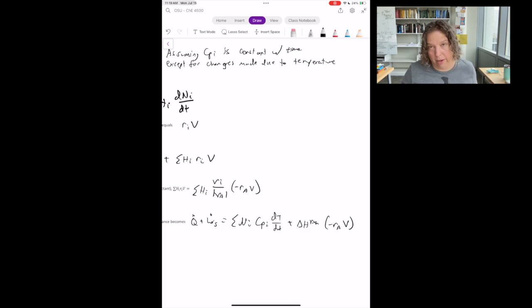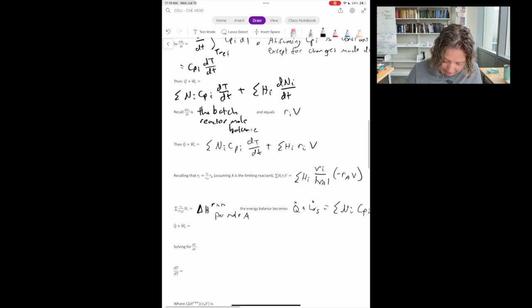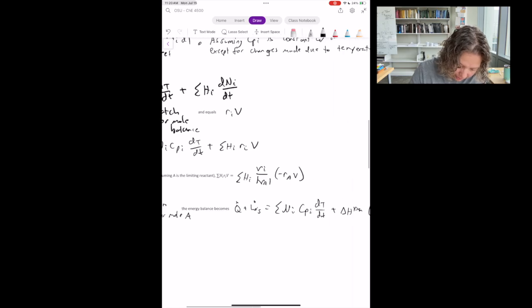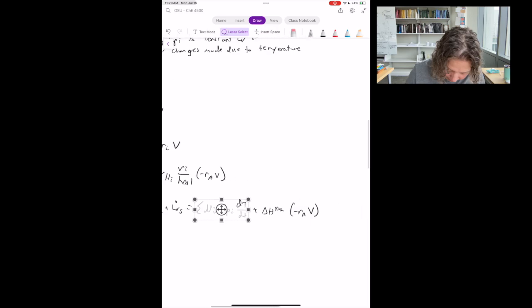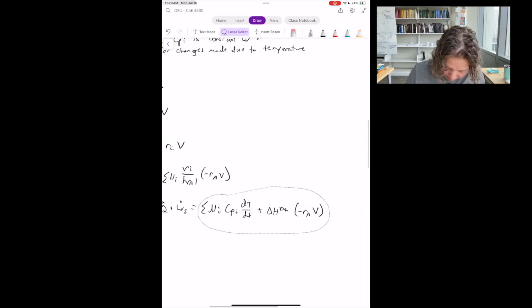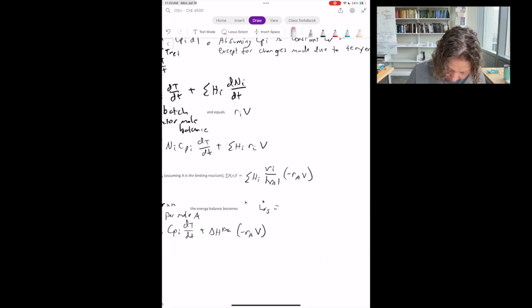On the right-hand side, we're going to have the molar amounts of each of our species times the heat capacities times the change in temperature with respect to time, and then we're going to have this heat of reaction times the rate of reaction times the system volume. Okay, I guess I was supposed to put that down here. So that's this piece right here. Let's see if I can grab the whole thing. So this goes here. And I can erase this to give myself some more room.